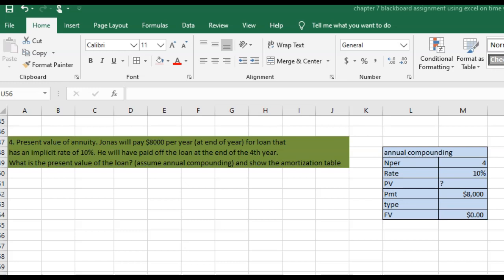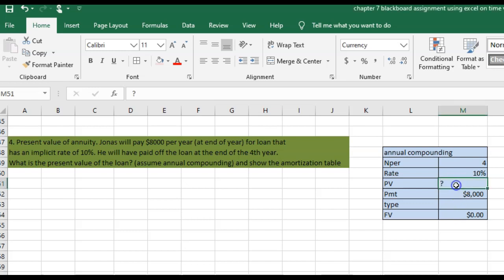So first, let's find the present value of this ordinary annuity. So we know that the number of periods is 4. The rate is given to us at 10%. Present value is what we need to find out. The payment, $8,000 at the end of each year. I can put in type equal to 0, or I could leave it blank. The future value is 0 because at the end of the 4th year he does not owe any more money.